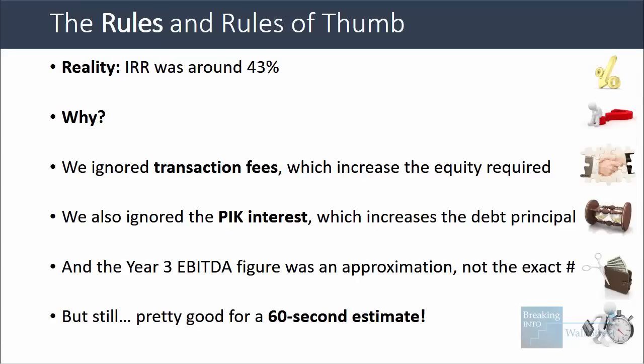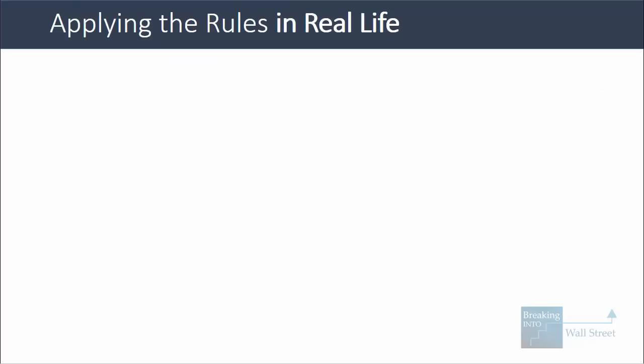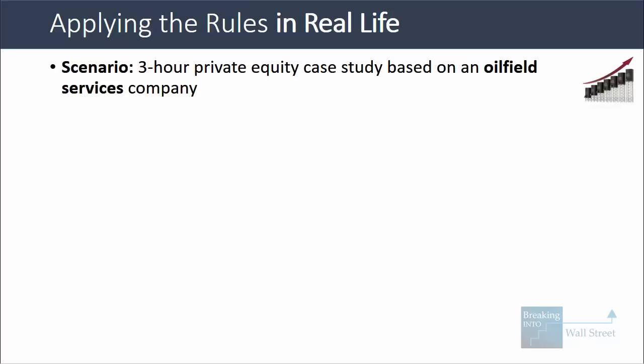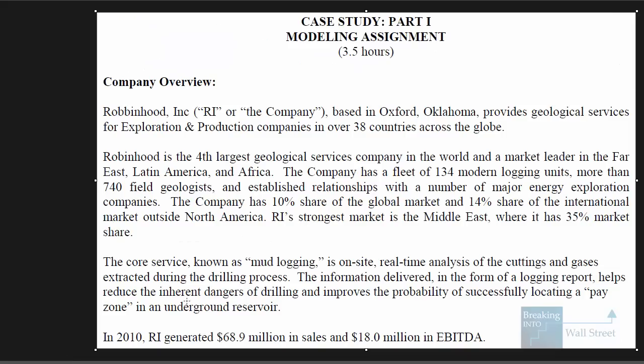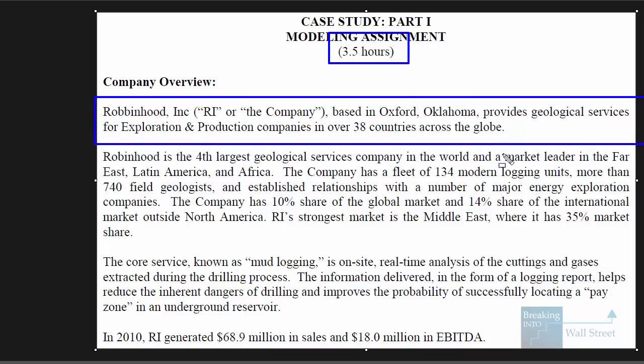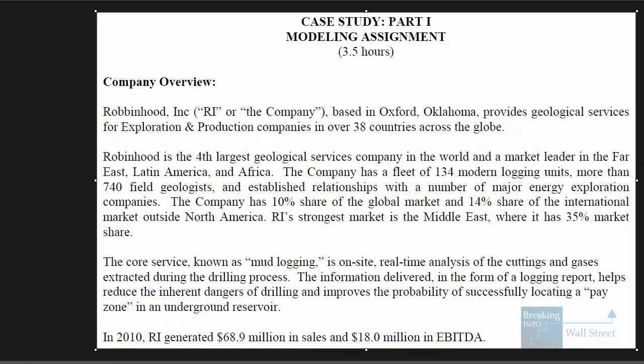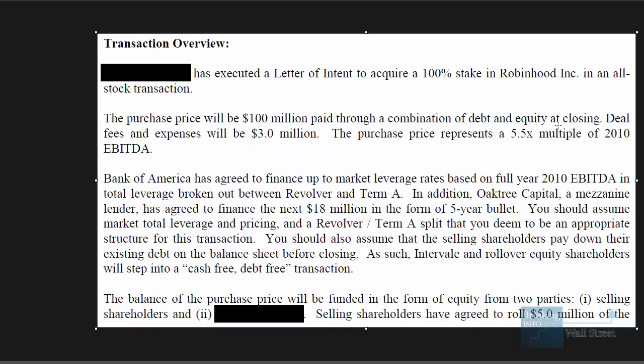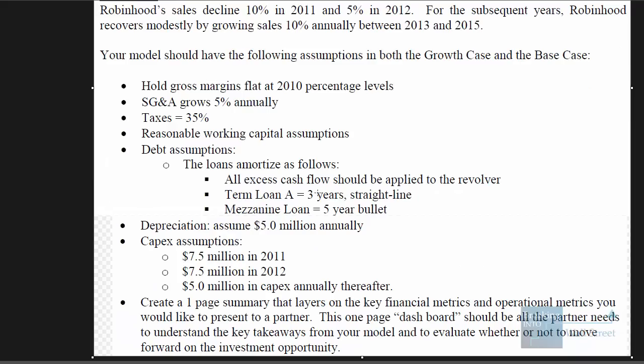Now let's go into part 3 and look at a more complex example here for a 3-hour private equity case study. For this one, I pulled an example from an oil field services company. If you want to see the full case study outline, I have some screenshots here of it. You can see that we're given 3.5 hours. They call this company Robinhood, and it provides services for exploration and production companies. We get their sales and EBITDA, and then we get some instructions around the purchase price, the purchase multiple, and then some of the operating assumptions in the model.